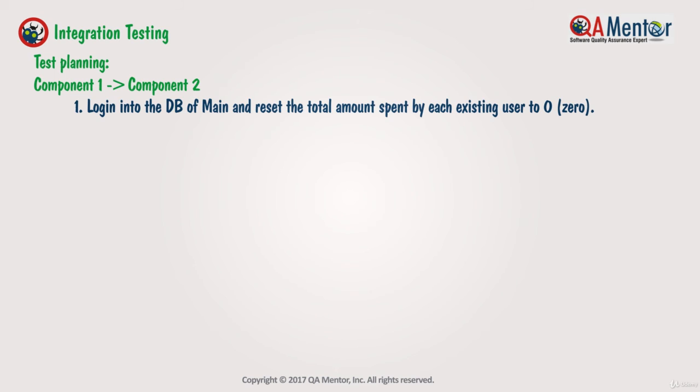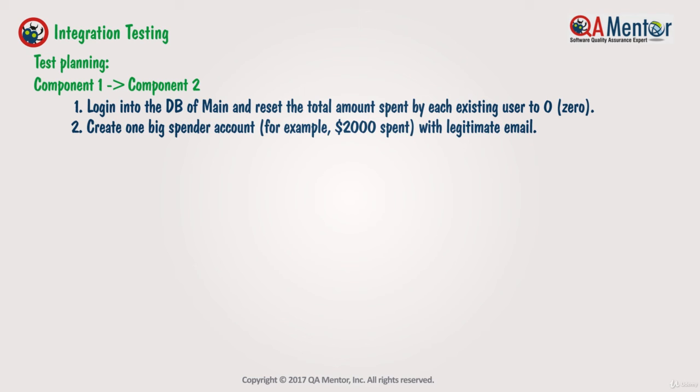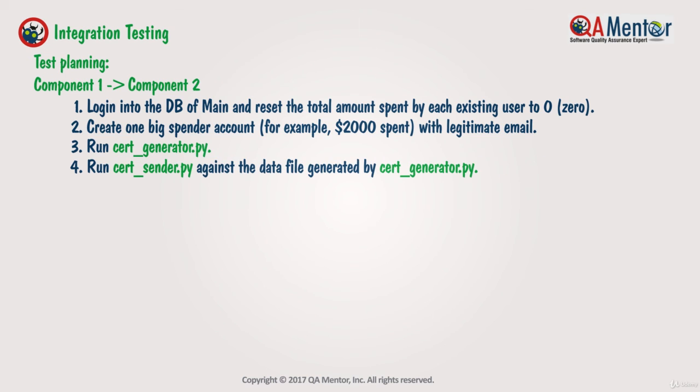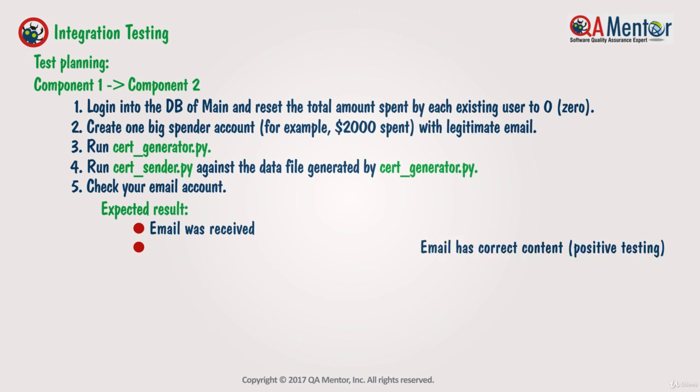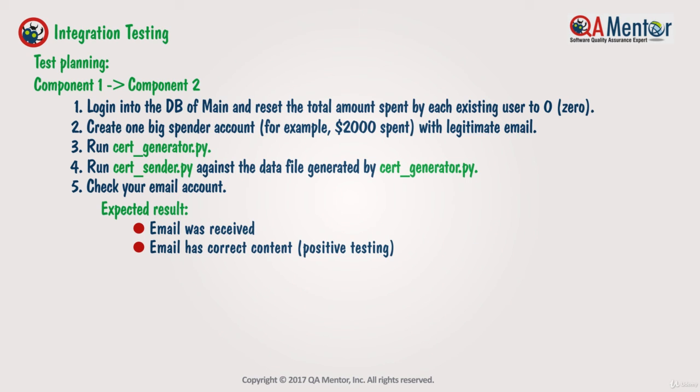Test planning. Component 1 to Component 2. 1. Log into the DB of main and reset the total amount spent by each existing user to 0. 2. Create one big spender account, for example, $2,000 spent with a legitimate email. 3. Run certgenerator.py. 4. Run certsender.py against the data file generated by certgenerator.py. 5. Check your email account. Expected result. Email was received. Email has correct content, positive testing.